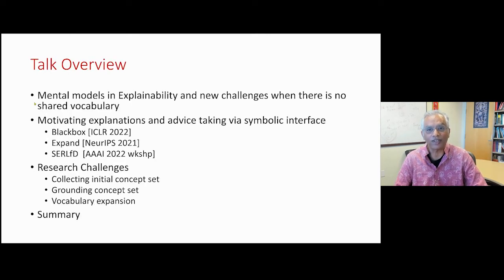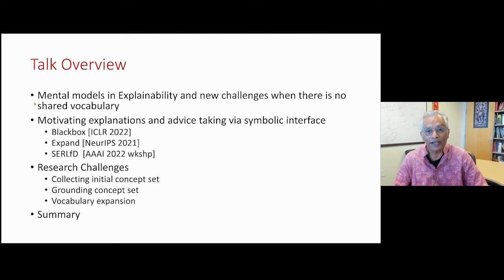Okay. So having said that, the talk overview is the following. I want to give you some idea of mental models and their central role in explainability and advisability, and talk about the new challenges that come when the AI systems and the humans in the loop have basically no shared vocabulary. And how do you support explanations and advisability there?